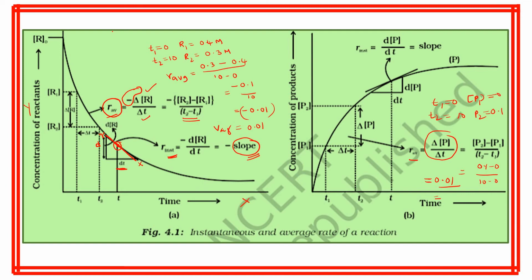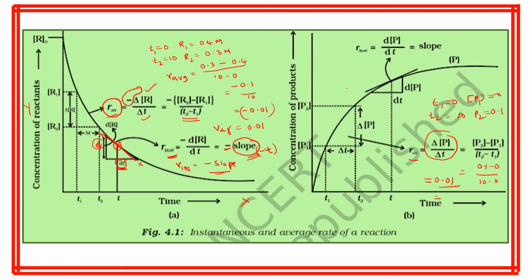So again here also, because of decreasing, the slope will definitely be negative. This value always will be negative. So that is the reason this negative should be multiplied with minus. So the instantaneous rate is always equal to minus slope for reactants. How to calculate the slope? Just by taking the change in the time and the change in the concentration. So the formula will be change in concentration divided by change in time. Substitute, you will get the answer.